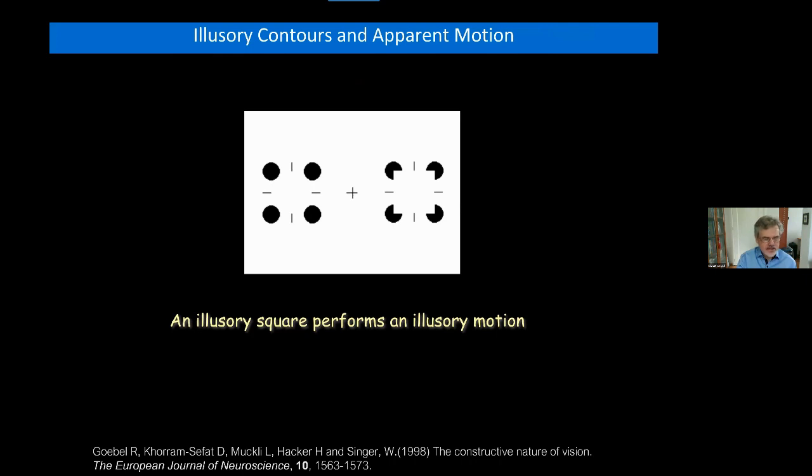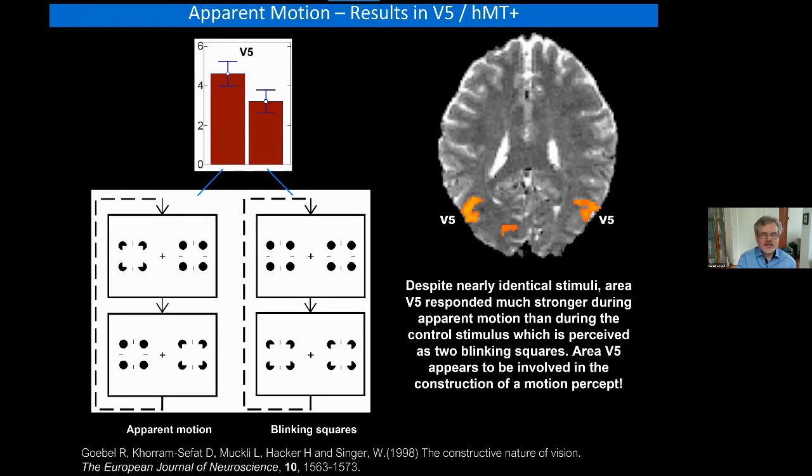When we analyzed that data, we found that area V5/hMT+ is the first region which strongly responds to the induced motion versus flickering control conditions. So we reasoned, and this is confirmed in many labs, that area V5 is kind of the source of constructing the percept of apparent motion.